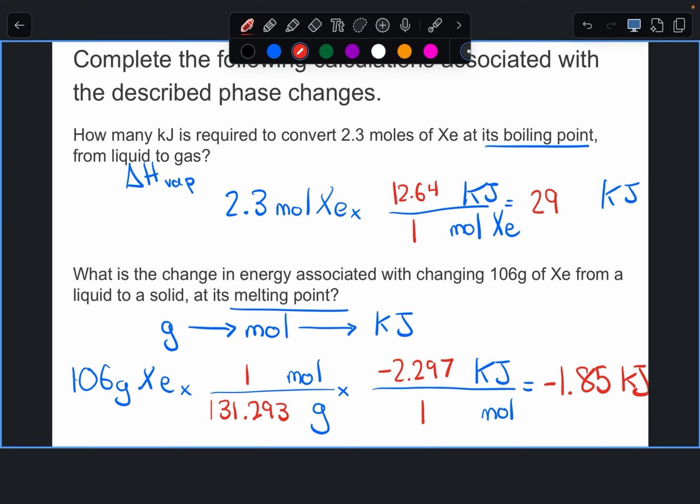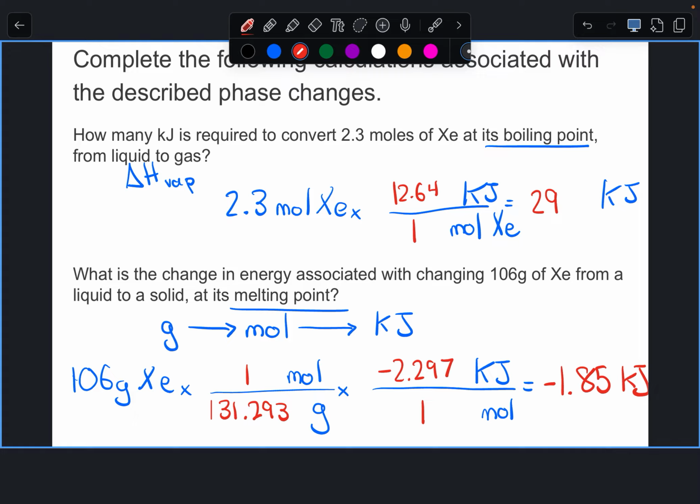And then in the second one, you've got 106 grams now of xenon, and you're saying how much energy is going to, in this case, be released, because you're going from a liquid to a solid, when that transition happens, when that solid forms. So think of like an ice cube forming. You stick water in the freezer, it cools down, you get it to its freezing point, which is the same number as its melting point. Keep that in mind. 0 degrees Celsius for water is the point at which it would melt. It's also the point at which it would freeze. It just depends on, are you taking energy away or putting it in?